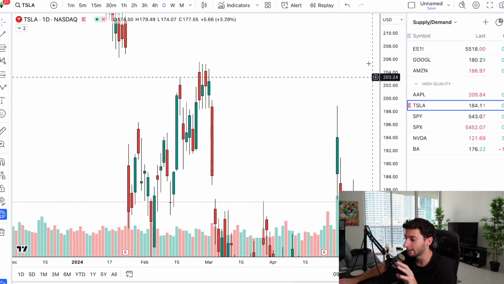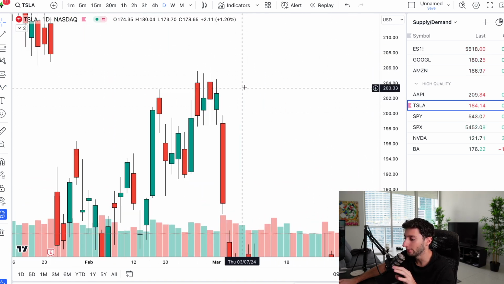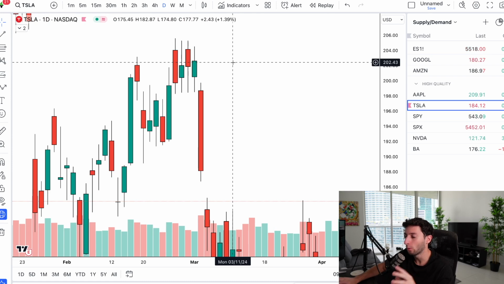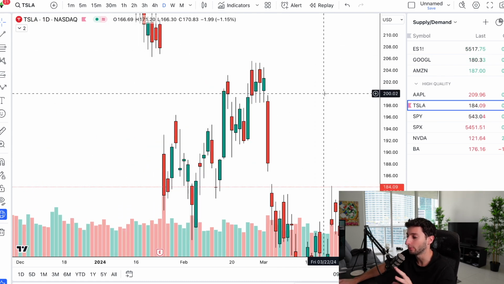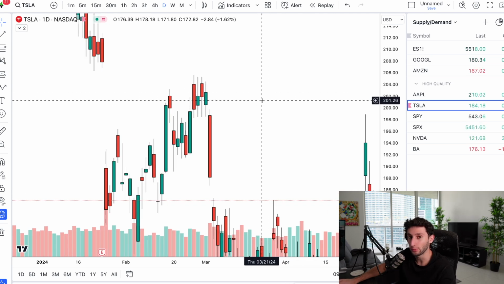Now, how do we actually identify where to draw our zones in this area here, okay? Now, one trick that you can use as well, and this is something that I love to use when it comes to drawing my zones, is actually looking at volume profile, okay?